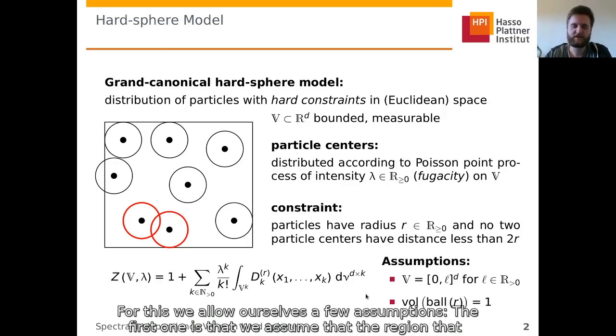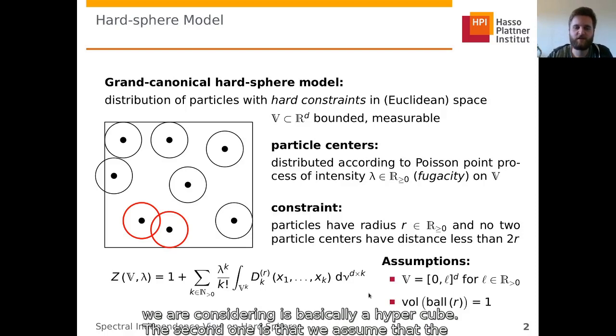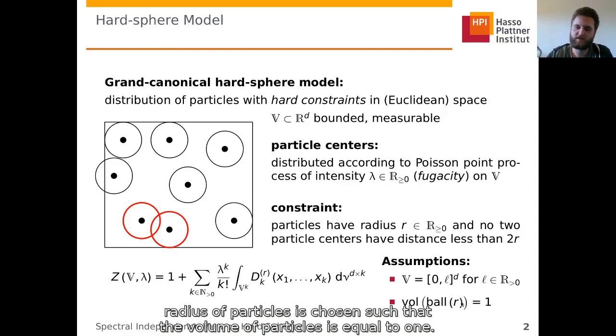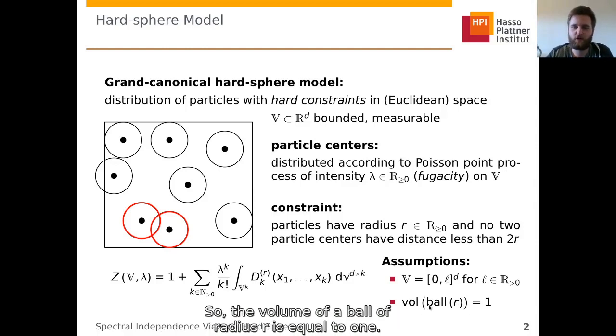For this, we allow ourselves a few assumptions. The first one is that we assume that the region that we are considering is basically a hypercube. And the second one is that we assume that the radius of particles is chosen such that the volume of particles is equal to 1. So the volume of a ball of radius r is equal to 1.